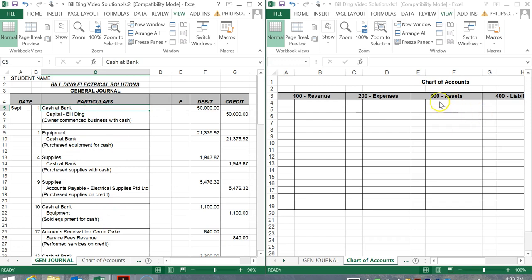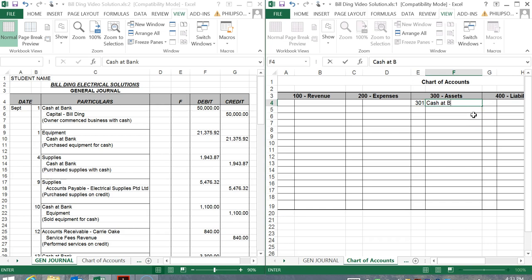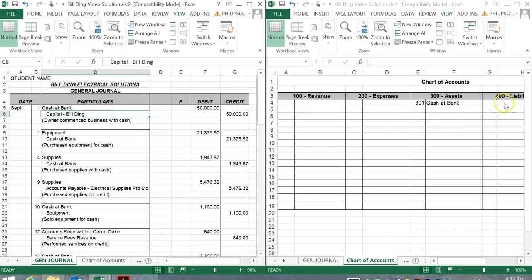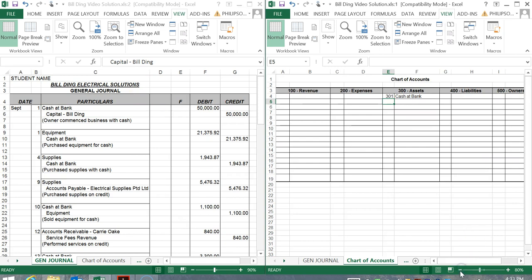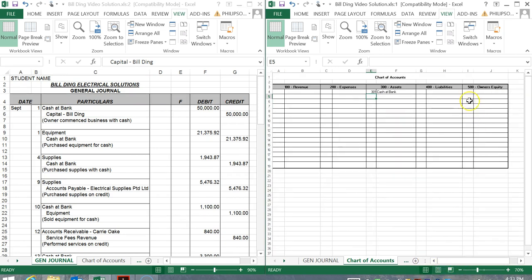So first cab off the rank, and quite easily without even going down this list here, we always know that cash at bank is going to be our first one in the asset column. Just so happens though, it was the first one that we've used here. Okay, so 301, cash at bank, 501, shrink this down, 501, that is small, capital, building. Alright, so that's those two done. Let's keep going down. Equipment, asset.